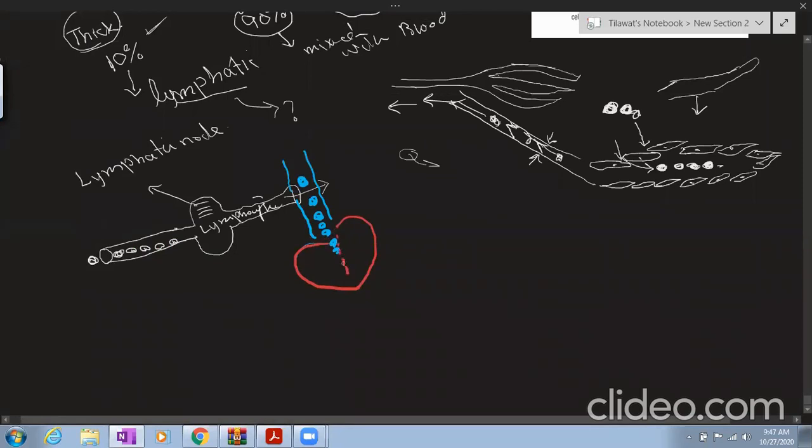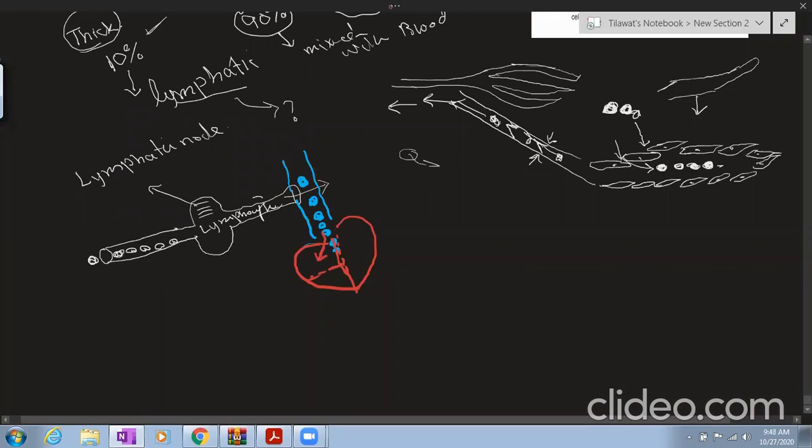Is it clear? So it will enter through the vena cava toward the right portion of your heart. And now that's part of your circulatory system.